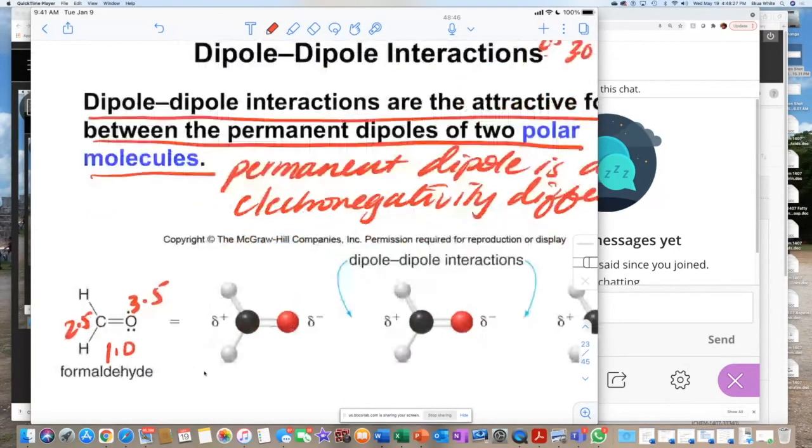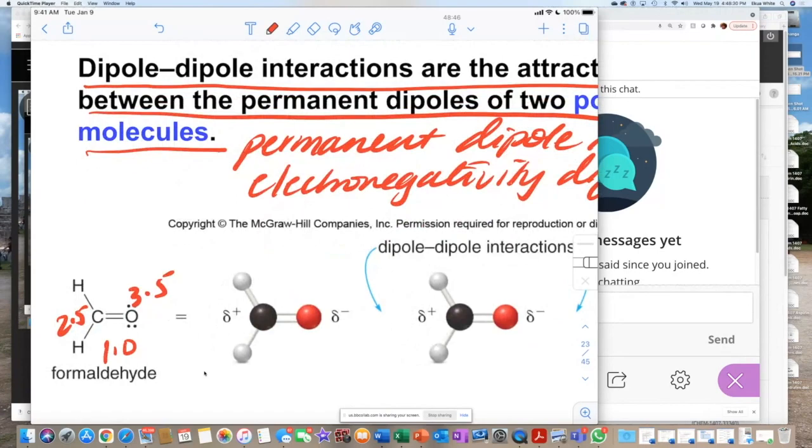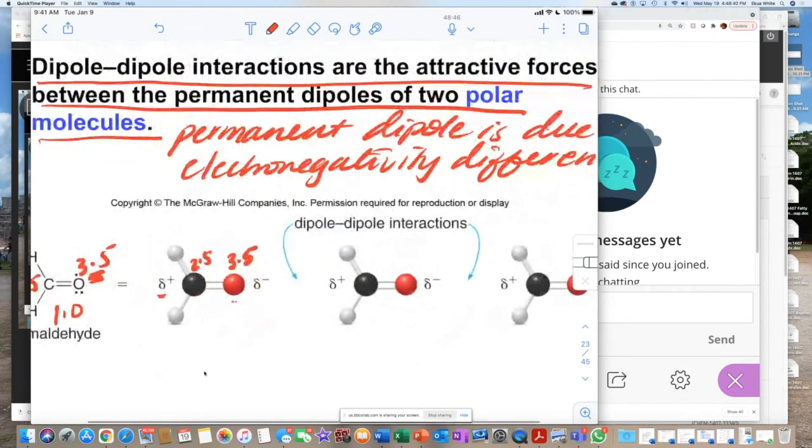Yeah, this bond is definitely polar, right? And then the one that has a high electronegativity gets the partial negative sign, because that's the one that's more electronegative. The one that has the low electronegativity gets the partial positive sign. So you can see that, right? And so this is showing you a dipole interaction.